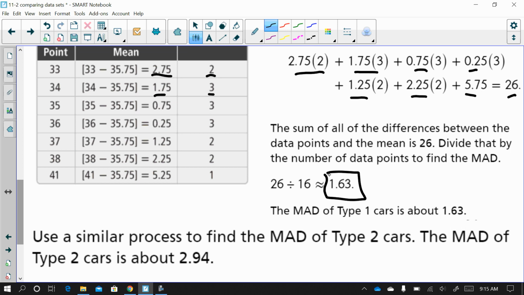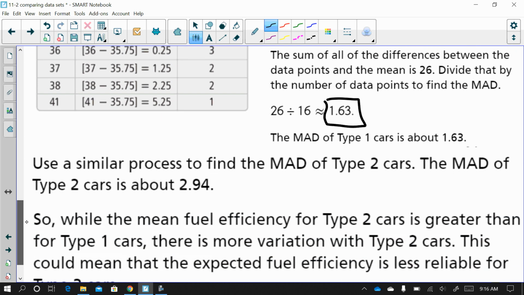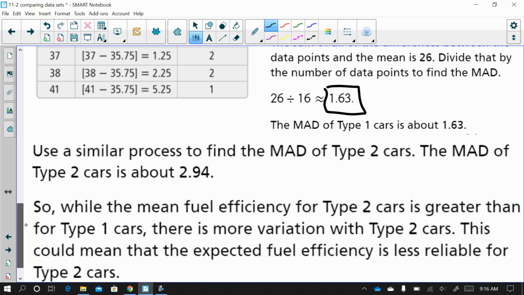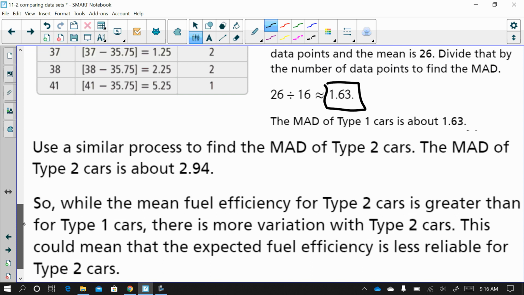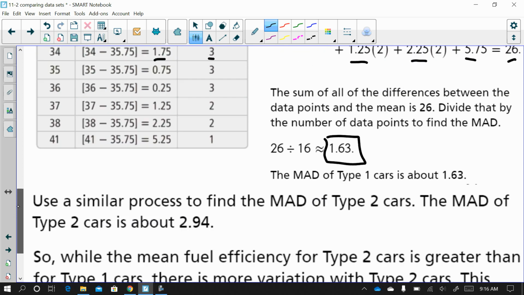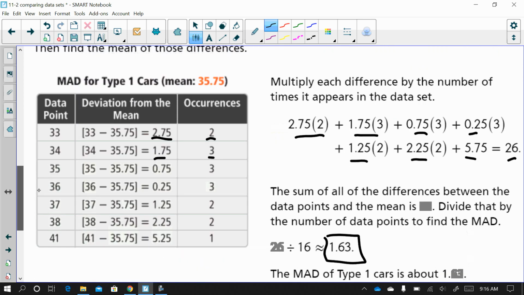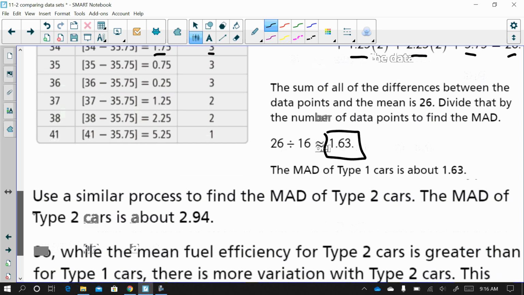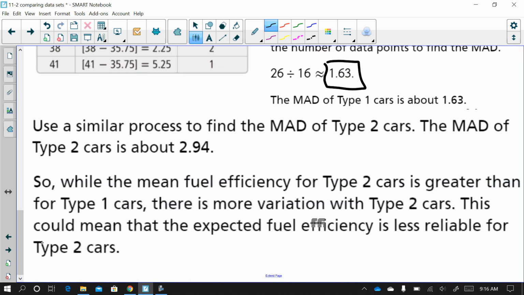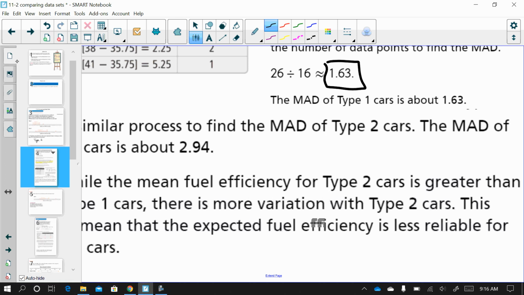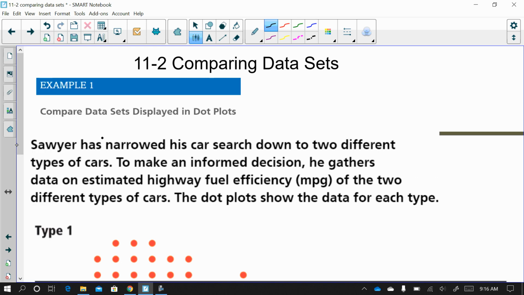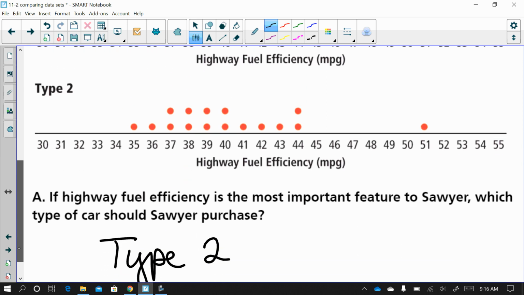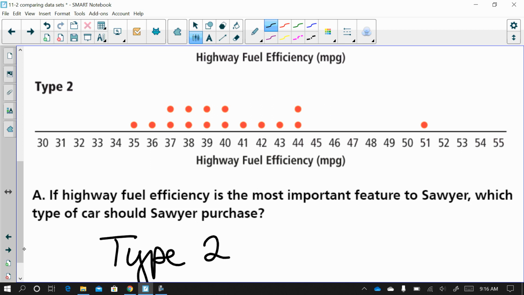You can do the exact same thing using type 2 this time. I don't want to calculate this by hand. It's a pain in the butt. So I'm going to show you how to do it on Desmos. We're going to calculate the MAD for type 2 on Desmos. So I'm going to go back really quick to the data set because I don't have it here, and look at it so I can see what I'm going to be calculating.